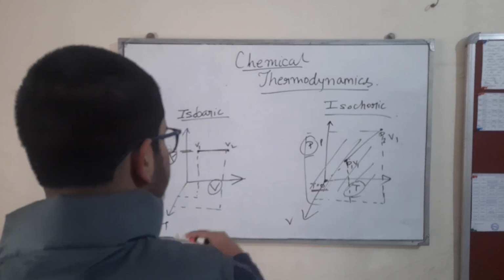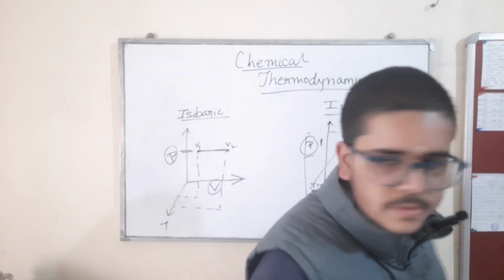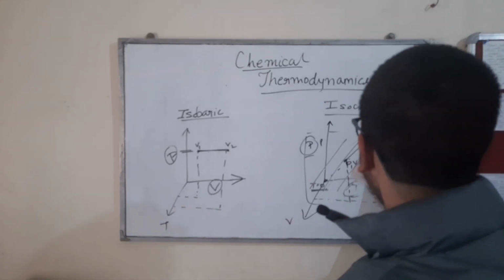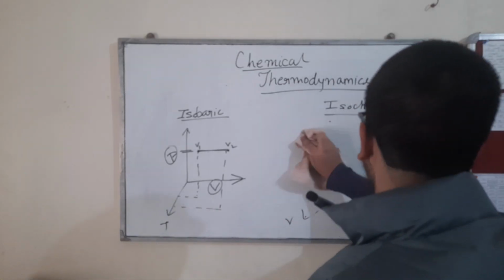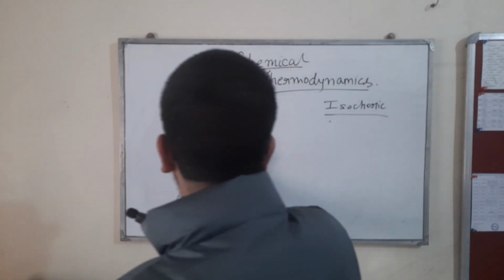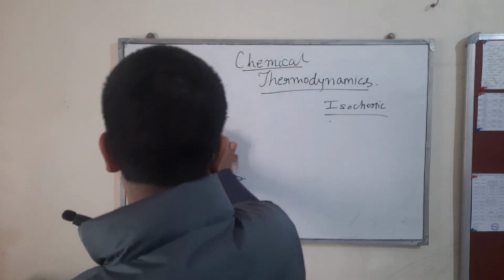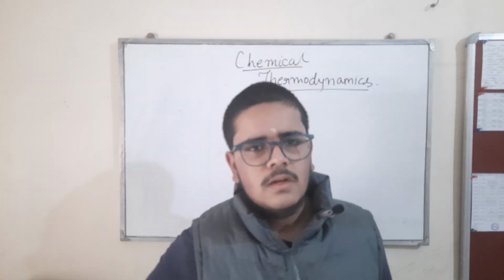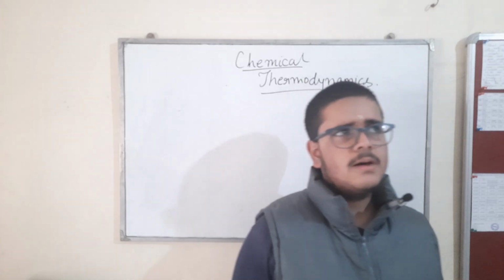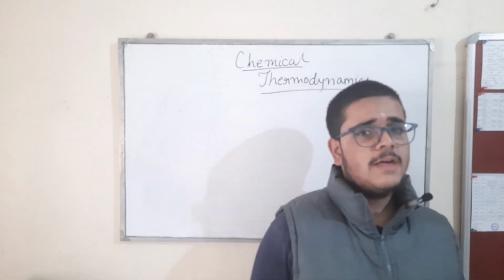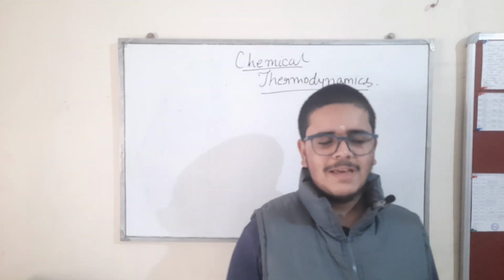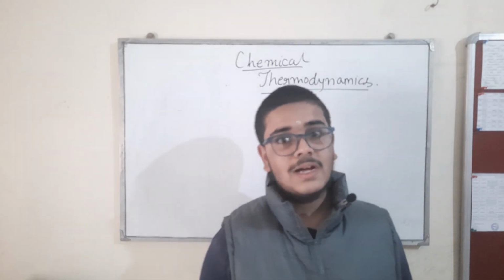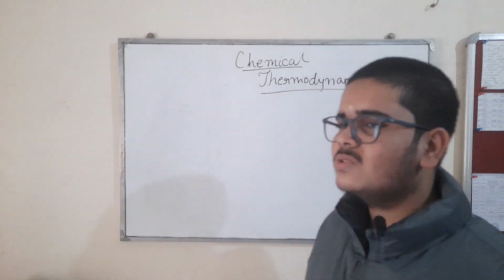I hope you understand these two graphs. Now, let me get to the last process, that is adiabatic. If I ask you, in a thermos flask, what is the process taking place? Is it adiabatic or isothermal? I believe many of you will be tempted to answer isothermal, but the answer is not actually isothermal.